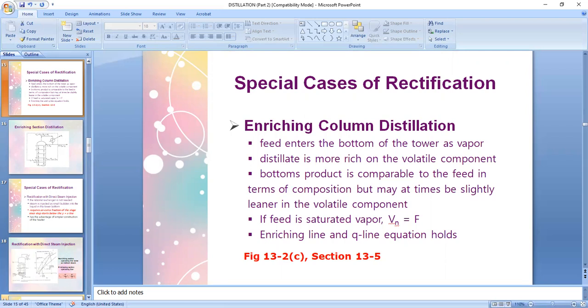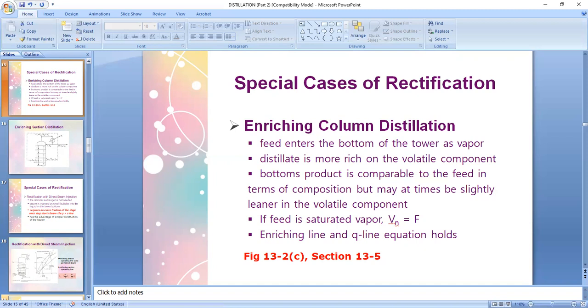Now, we have of the cases here, the first one, the enriching column distillation. From the term enriching column distillation, we only have the top part of the column. We don't have the stripping section of the column. In this case, your feed enters the bottom of the tower as vapor. So take note, your feed cannot be liquid, cannot be a mixture of liquid and vapor. The feed is in the state which is vapor as it's fed at the bottom of your column.